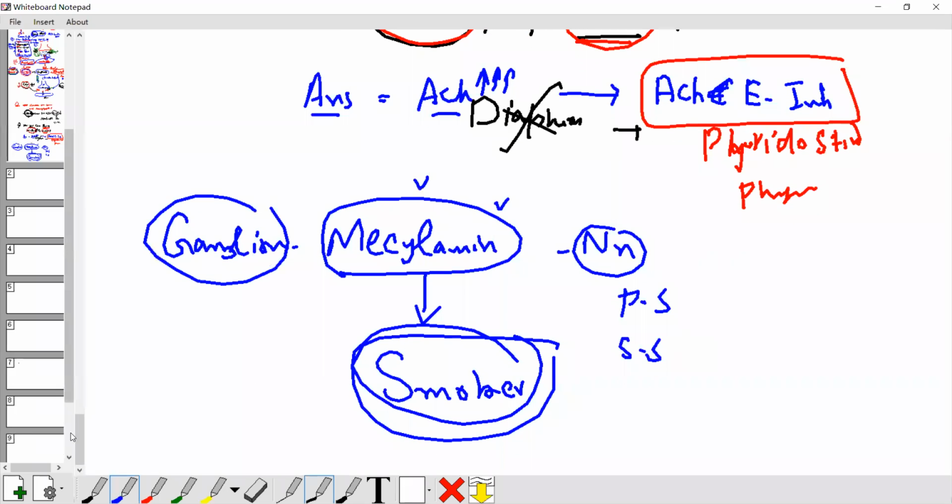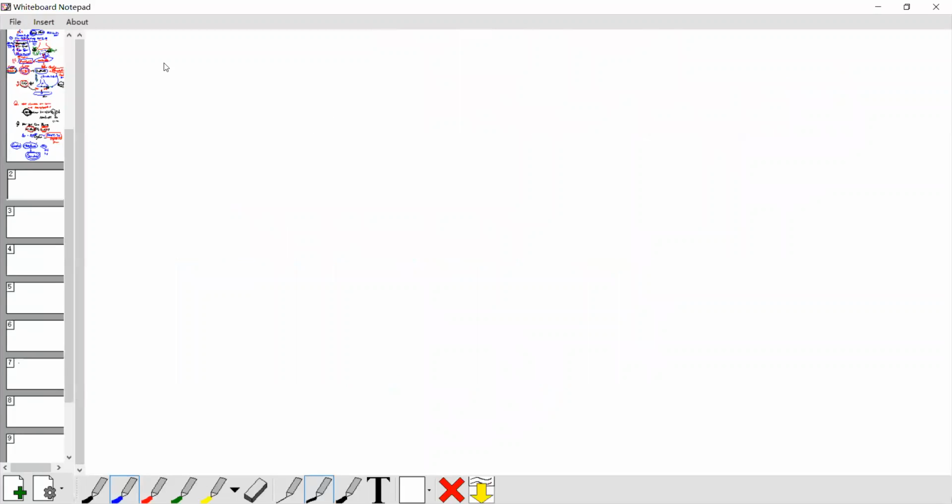In smoke we have nicotine. Nicotine is the alternative for acetylcholine. Okay, the ganglionic blocker. It's all about the cholinergic system. Any problem till now? No, sir. Cholinergic system done.